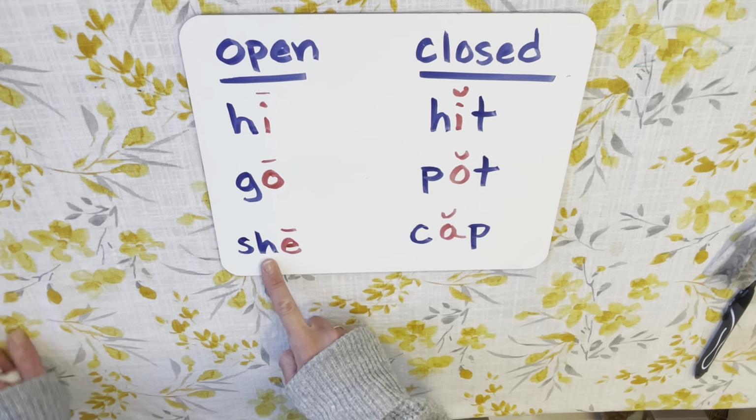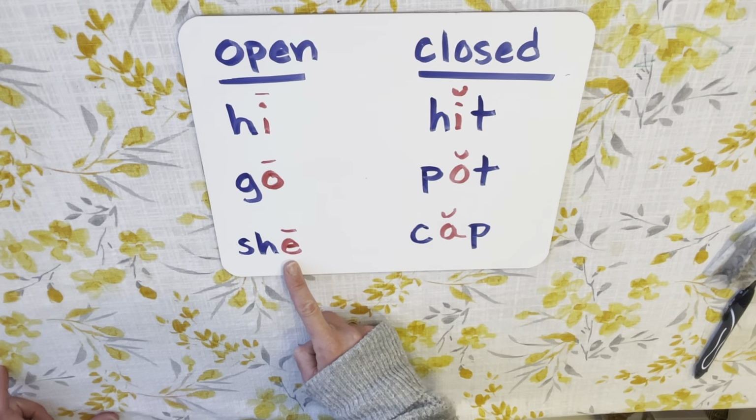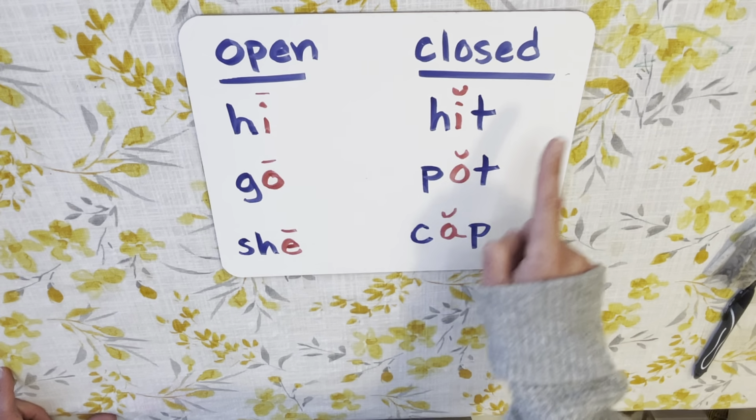Okay, another example is the word she. Our vowel is left out in the open. There's no consonants after it. So the E makes its long sound in the word she. Okay, so those are open syllables.